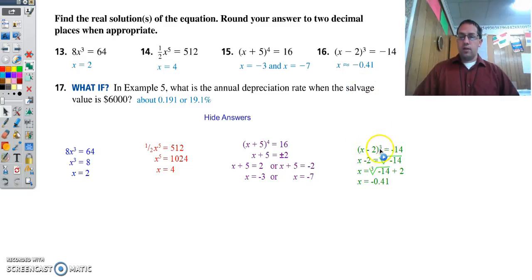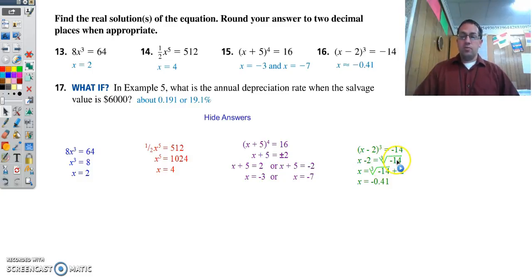So again, the exponent is odd, so we have one solution. And the exponent is on the outside of the parentheses, so we're going to get rid of the exponent first. So we take the cube root of both sides, and we have x minus 2 equals the cube root of negative 14. Negative 14, again, doesn't have a nice, pretty cube root like all of these will come out nice and neat. This one's not going to, so we're going to leave it like it is for right now.